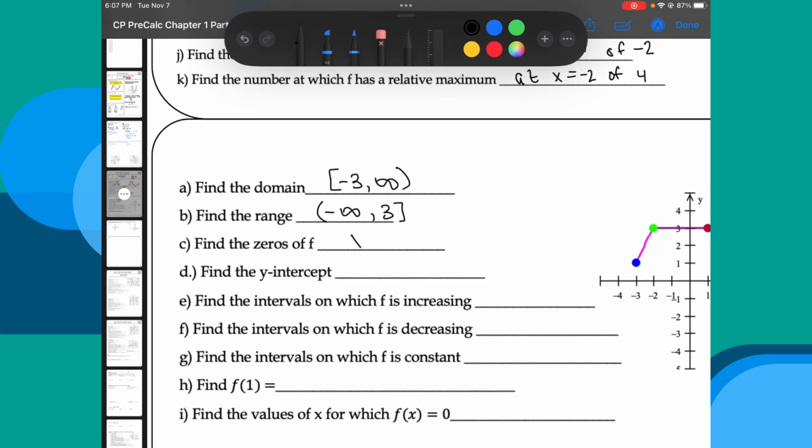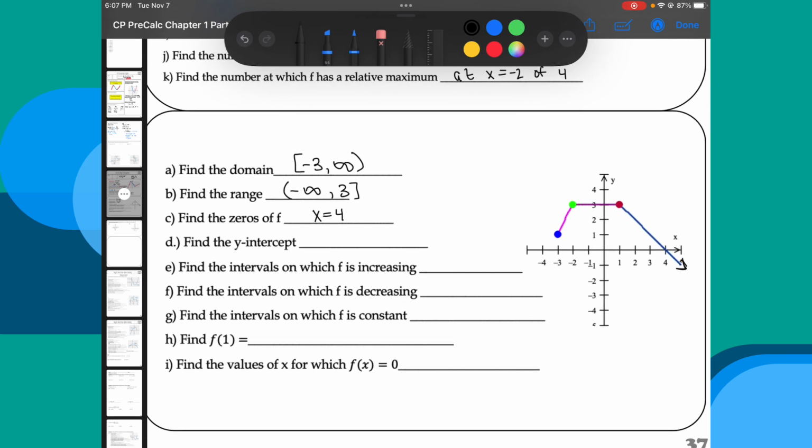Our zeros of f, so when is the y value 0? When x is 4. The y-intercept is happening at the point (0, 3). We are increasing from -3 to -2. We are decreasing from 1 to infinity. And then here we have a constant, -2 to 1. So here on our graph, we're not increasing or decreasing. Our graph is just staying consistent.